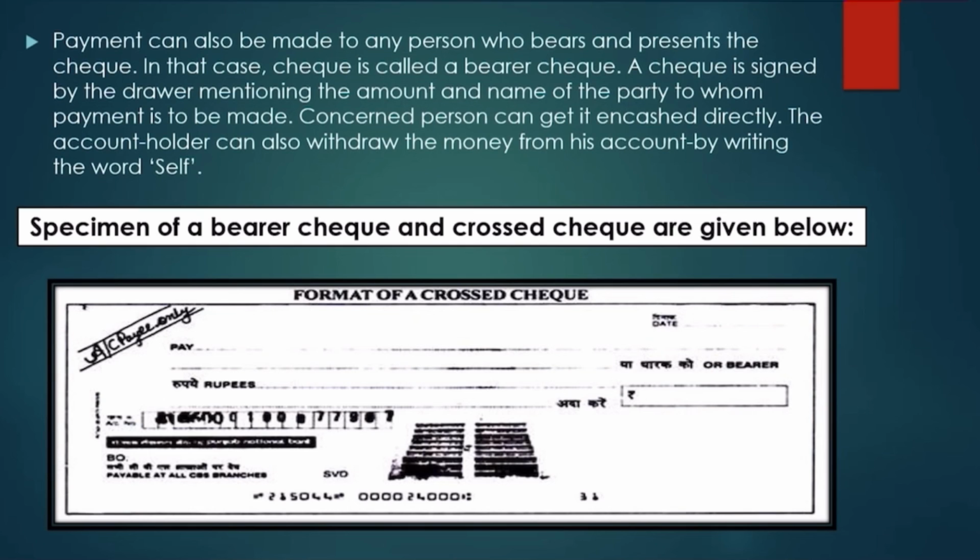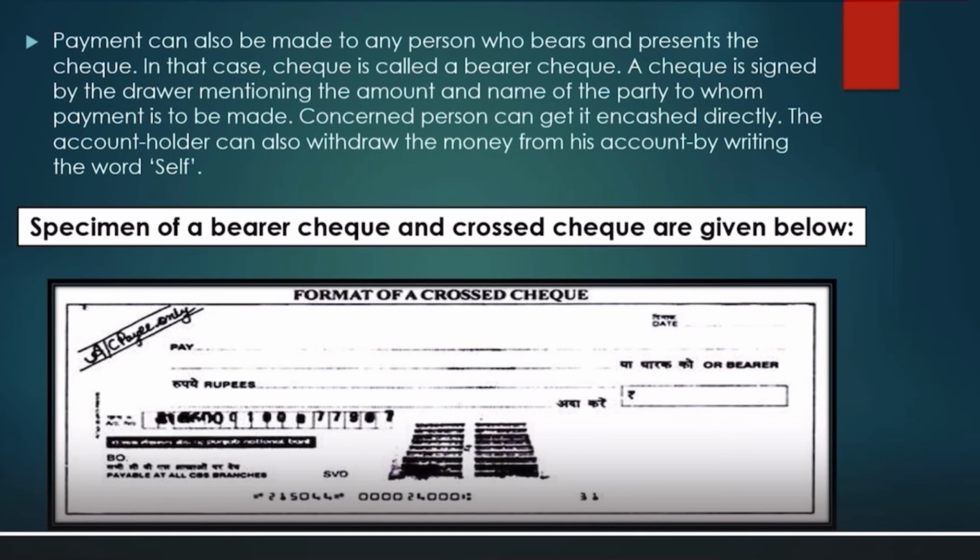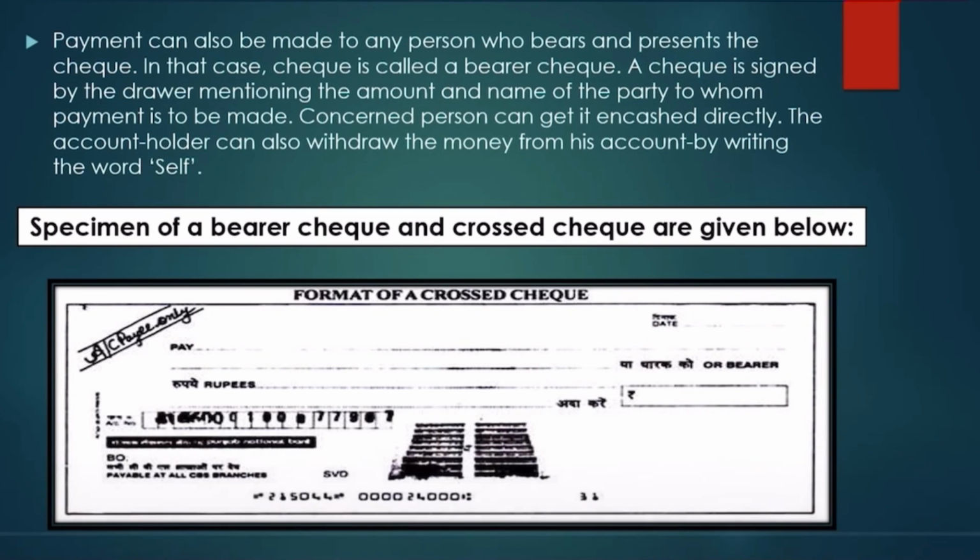Payment can also be made to any person who bears and presents the check. In that case, check is called a bearer check. A check is signed by the drawer mentioning the amount and name of the party to whom payment is to be made. Concerned person can get it and charge directly. The account holder can also withdraw the money from his account by writing the word self. Specimen of a bearer check and cross check are given below.